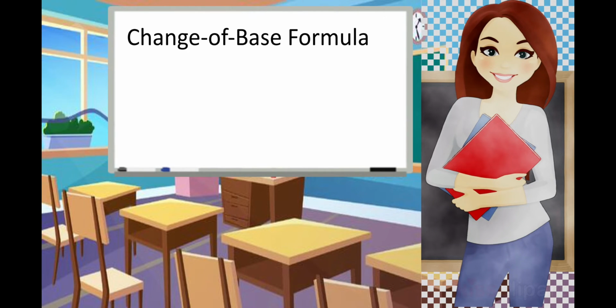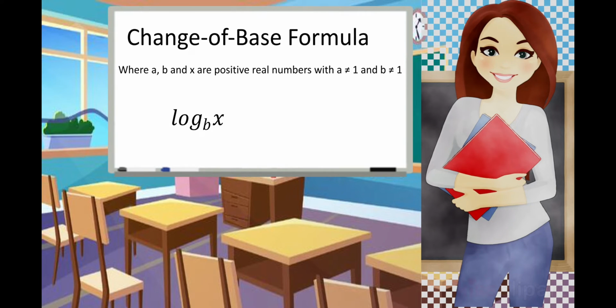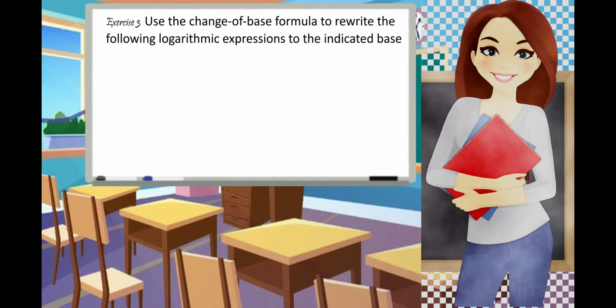Now, the change of base formula. Where a, b and x are positive real numbers, with a not equal to 1 and b not equal also to 1. For the logarithm of x to the base of b, that is equal to log of x to the base of a over log of b to the base of a.